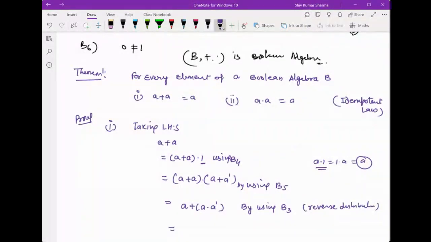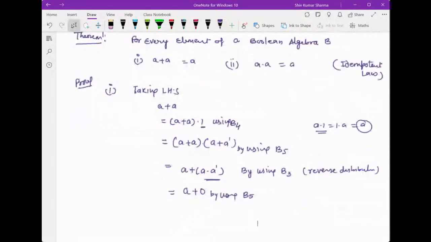Now next step, A plus A into A complement. A into A complement is 0, so we write A plus 0, by using B5. And A plus 0 we can write as A, by using B4. So we can say that A plus A is equal to A. So we remember all the properties B1, B2, B3, B4, B5, and on the basis of that you can prove this.